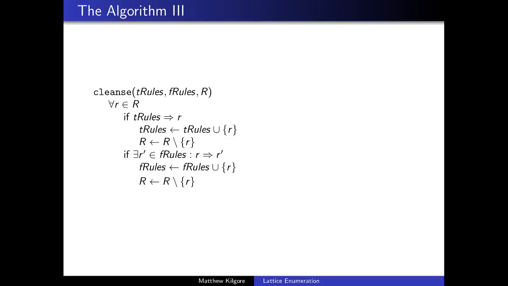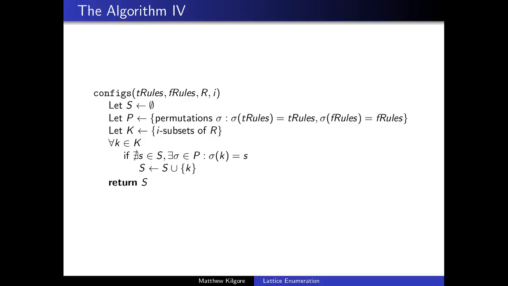Now, the cleanse subroutine intuitively removes the redundant rules. First, we go through every rule in R. If true rules implies it, then we're going to add it to true rules and remove it from R. On the other hand, if there is a false rule which is implied by R, we're going to remove it from R and add it to false rules because it can't be true.